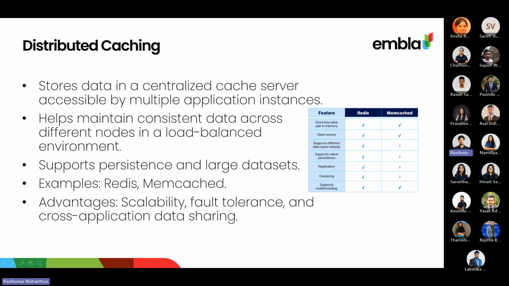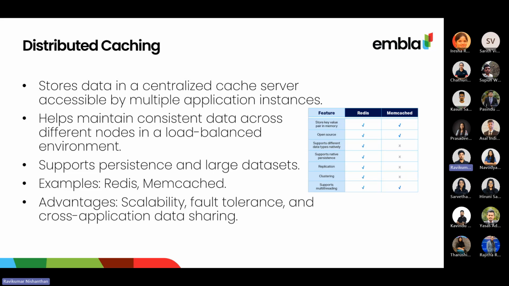We'll move on to distributed caching. This approach stores cache data in a centralized cache server that multiple application instances can access. This is especially useful in modern load balanced environments where you can have many servers handling requests. Distributed caching can help keep the data consistent across these servers, so they all share the same cache. Unlike in-memory caching, distributed caches often support persistence and can handle much larger data sets, making them suitable for high scale applications.